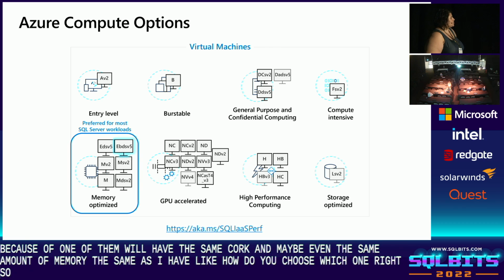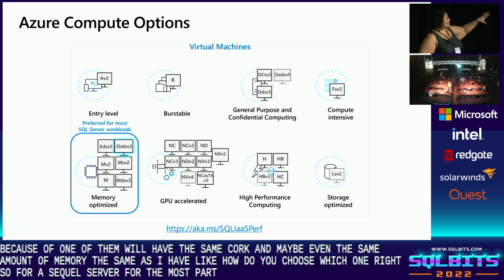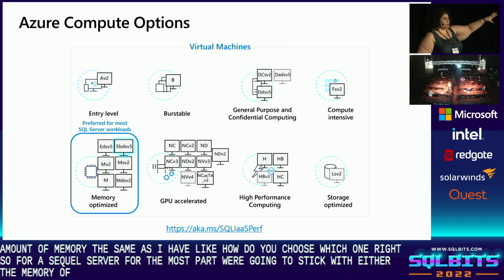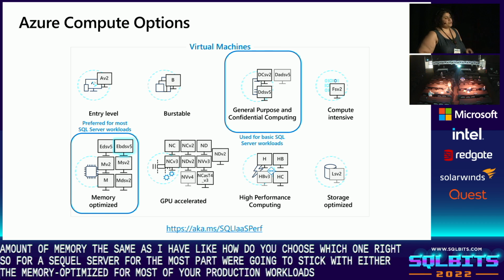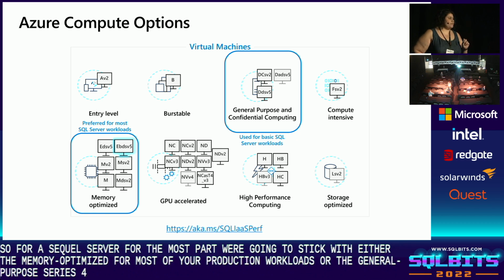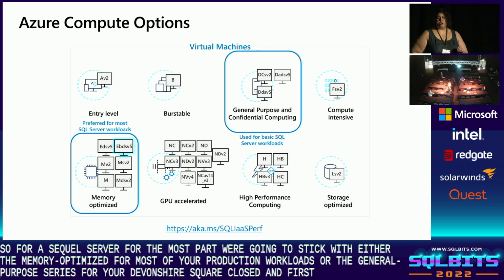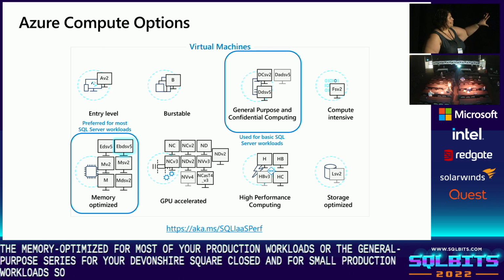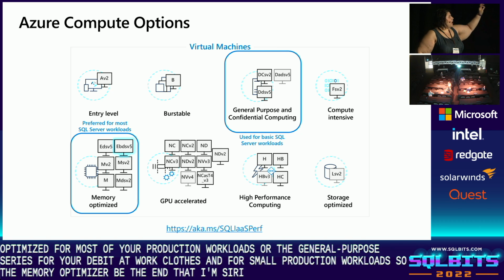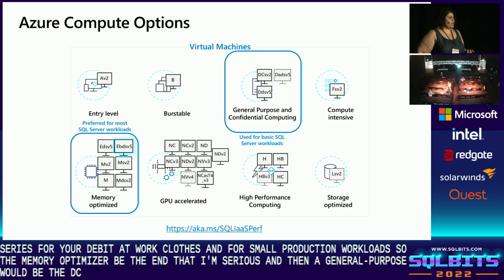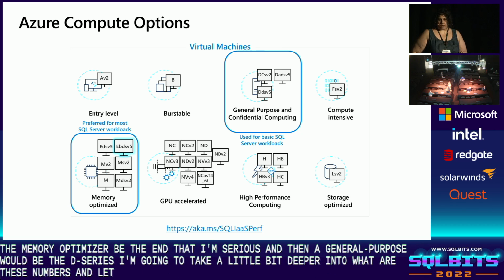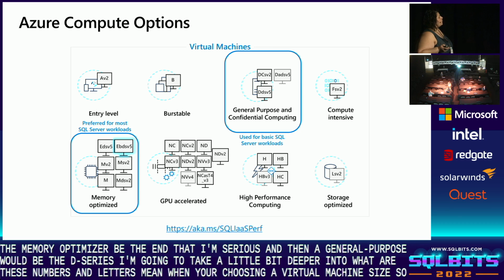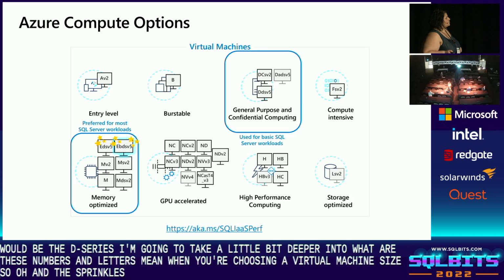So for SQL Server, for the most part, we're going to stick with either the memory optimized series for most of your production workloads, or the general purpose series for your dev and test workloads, and for small production workloads. So these are the ones that you should focus on. The memory optimized would be the E and the M series, and the general purpose would be the D series. I'm going to dig a little bit deeper into what all these numbers and letters mean when you're choosing a virtual machine size.